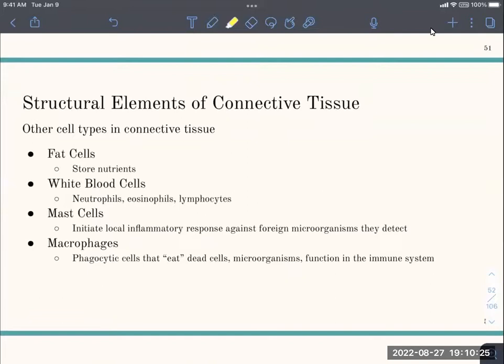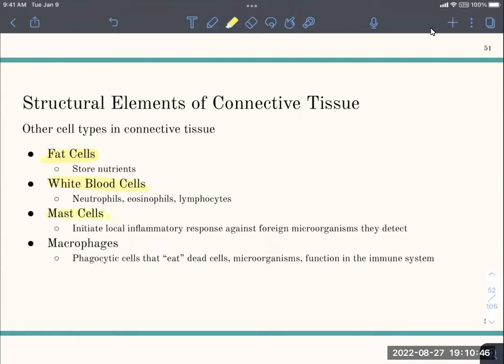We have other types of cells in our connective tissue. We have fat cells. Those fat cells store nutrients. They're a place to go when our body's running low on different kinds of nutrients. We have white blood cells. White blood cells can leave the blood vessels and travel into the connective tissues to do their jobs.